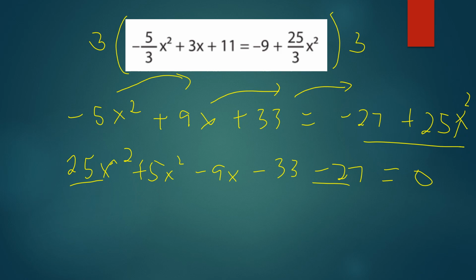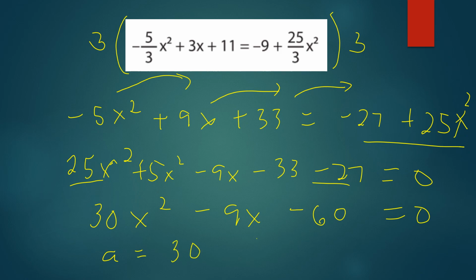Okay, now let's simplify this. We have here 30x squared minus 9x. What is negative 33 plus negative 27? We have negative 60 equals 0. Now we can identify our a. a is 30, b is negative 9, and c equals negative 60.